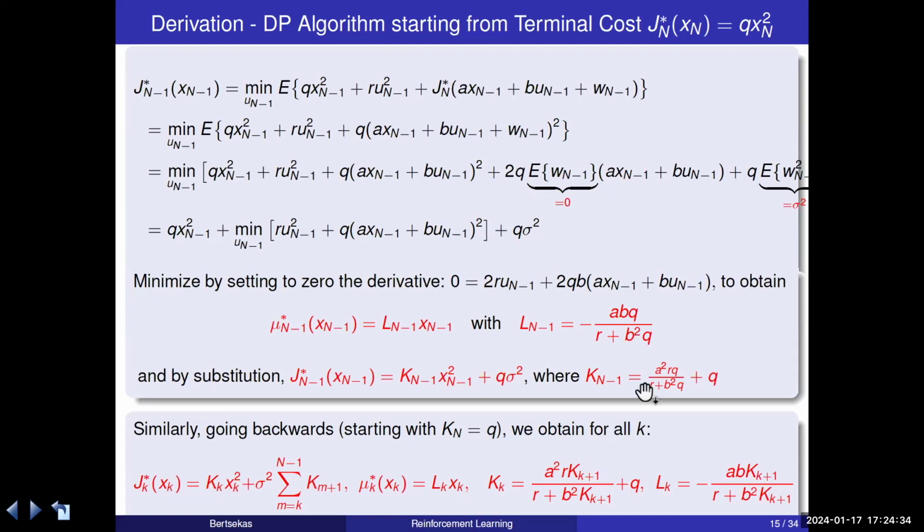So that's the calculation, and you can do this calculation, except in a more complicated way with matrices, to obtain the generalization for the multidimensional linear quadratic problem. Questions here?